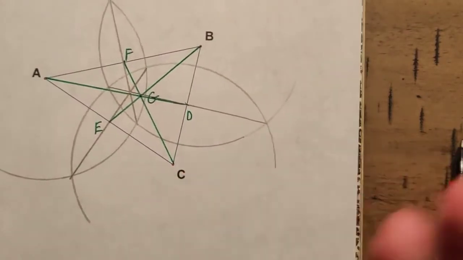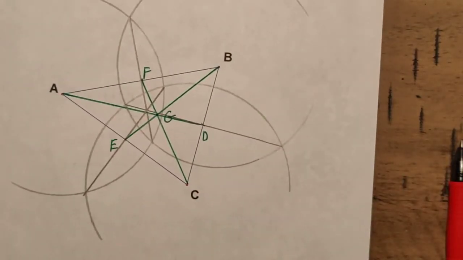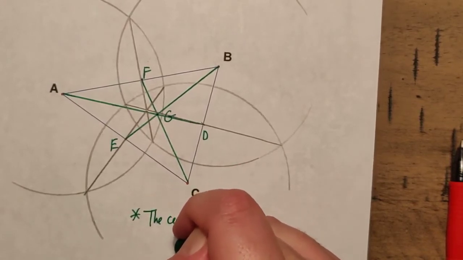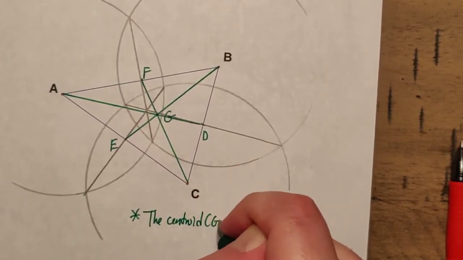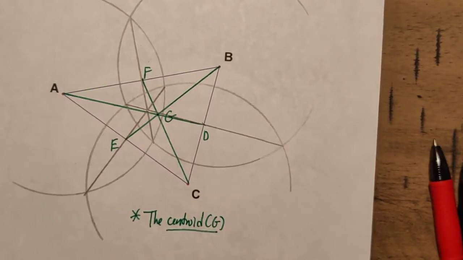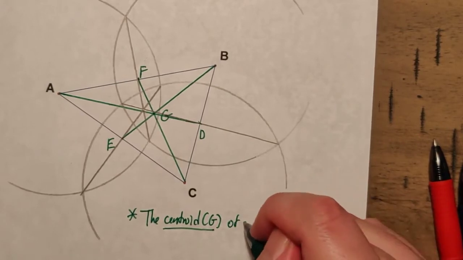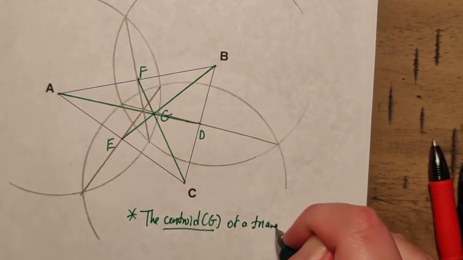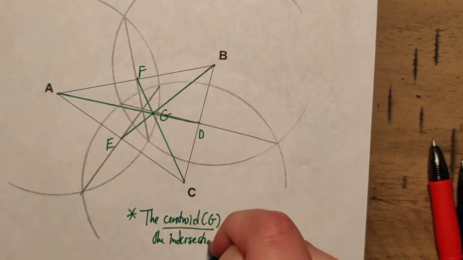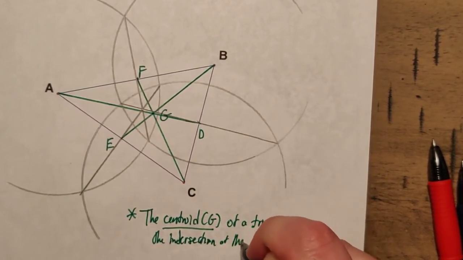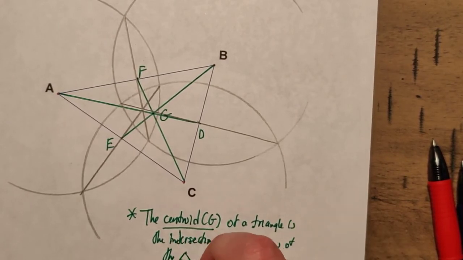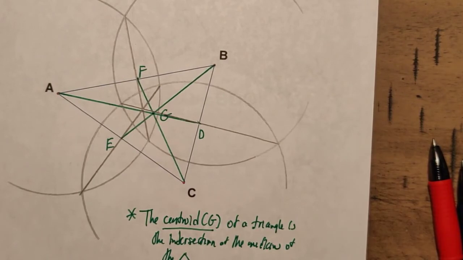And this point G has a specific name. Just like in the mathematical literature, this point has a name. We refer to this as the centroid. Sounds like some sort of alien or robot. So the centroid, we'll call it G, of a triangle, is the intersection of the medians of the triangle. So in this situation here, G works out very nicely.